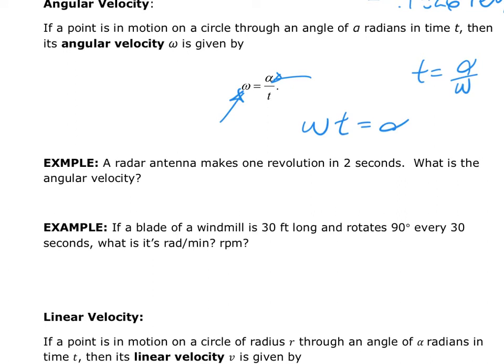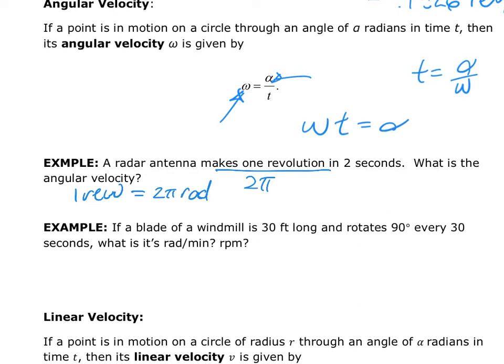So the first one is a radar antenna makes 1 revolution in 2 seconds. What is its angular velocity? So how far of an angle is it if I do 1 revolution? 2 pi. So if I do 1 revolution, that's the same thing as 2 pi. And if I'm not sure, I can use that unity fraction. I have 1 revolution is equal to 2 pi radians.